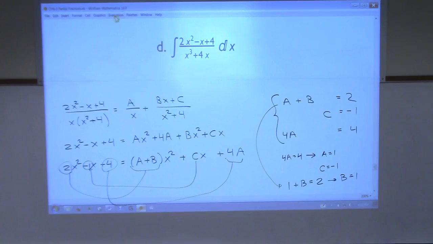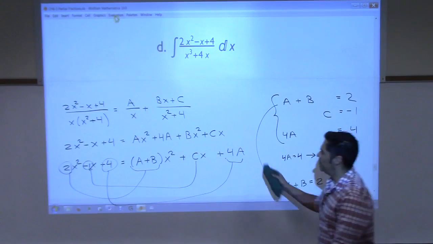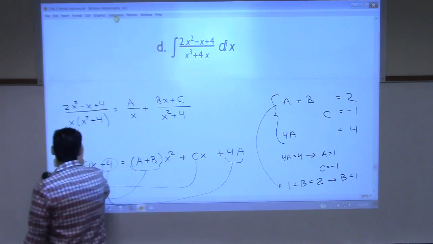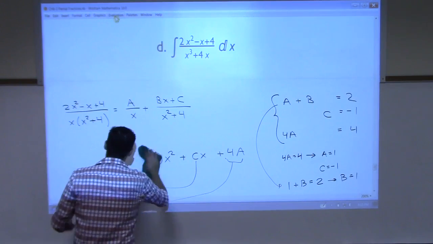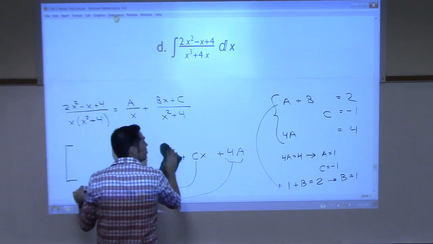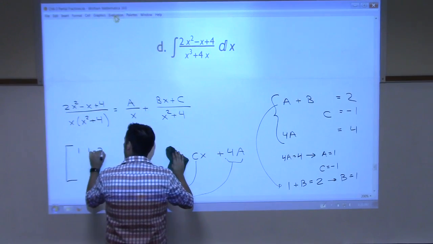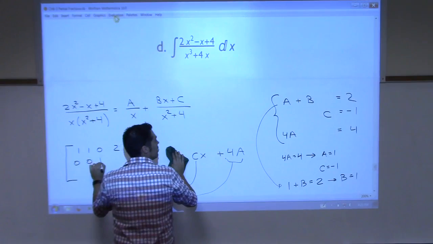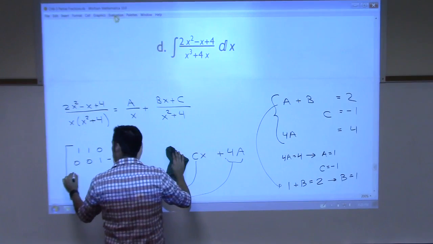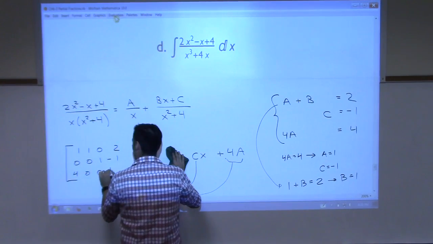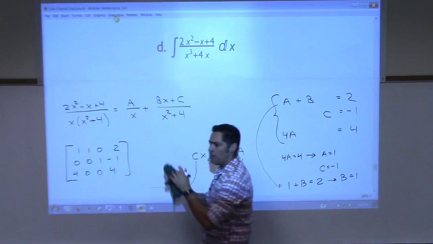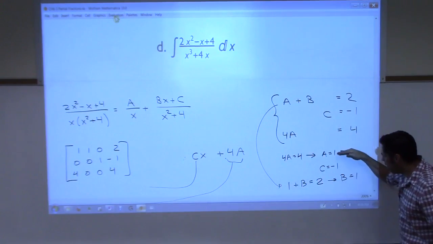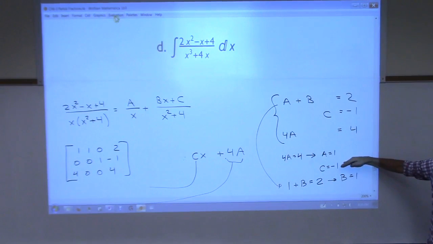So 1, -1, 1. Now, just for the sake of putting it up here, if you were going to do the RREF, it would be 1, 1, 0, 2, 0, 0, 1, -1, and then 4, 0, 0, 4. And then you do your solving, and you should get 1, 1, -1. Right? It's going to be A, B, C.